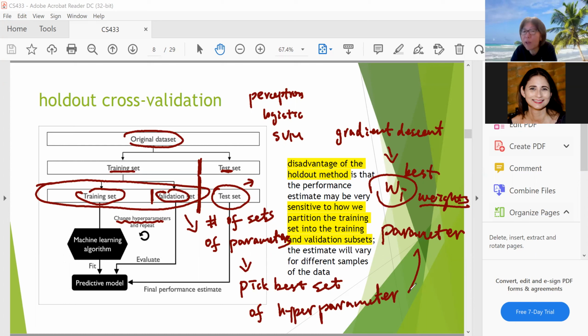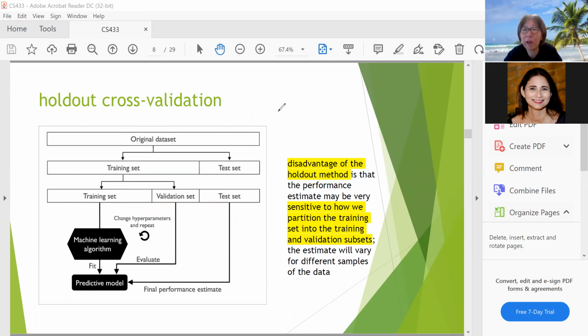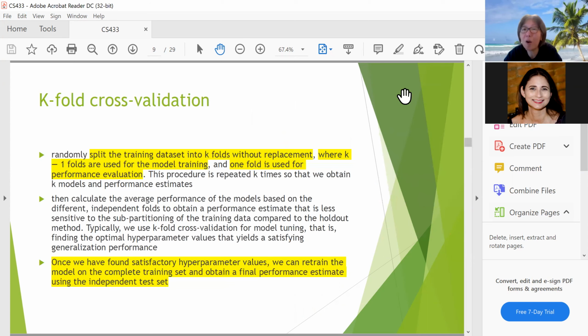After you do that, then you pick the model, and the training is going to use those hyperparameters to find the optimal weight. Once you find the optimal weight, then you can conduct the testing regarding the accuracy. So that's the general flow. This is regarding holdout.